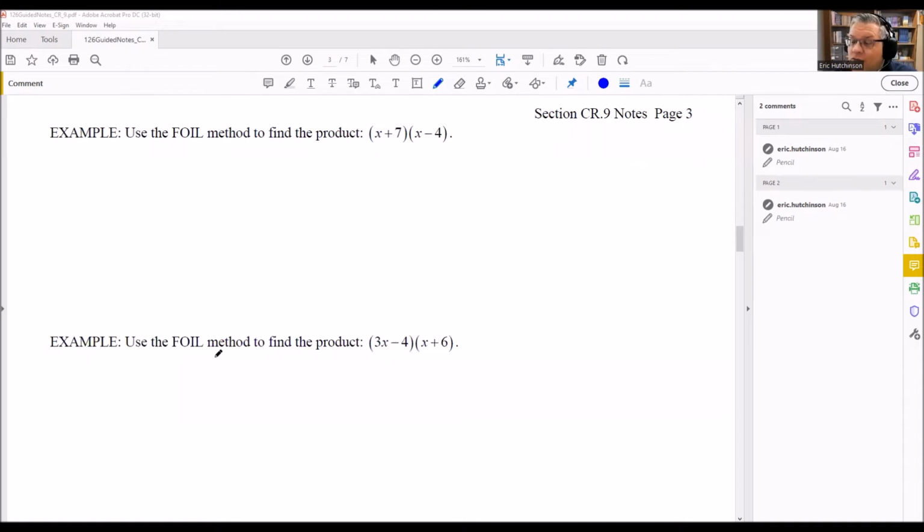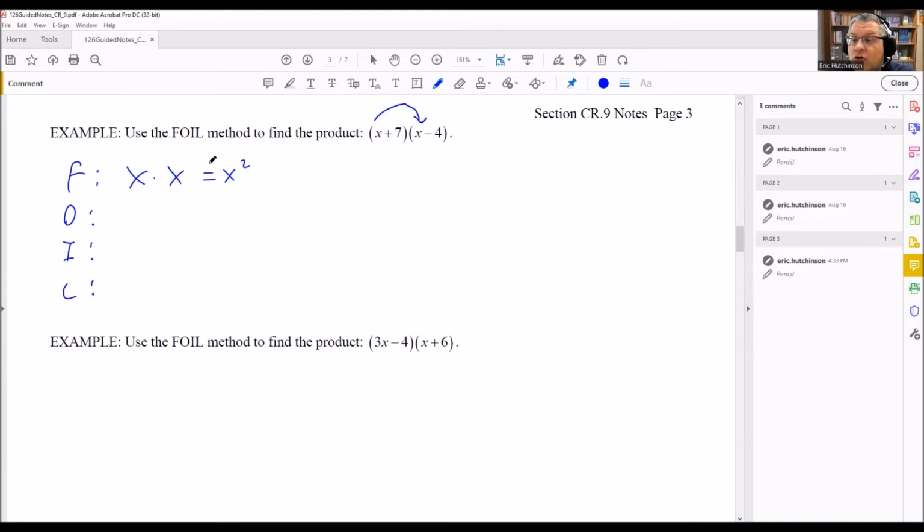All right, so let's do that for this one here. I'm going to show some arrows indicating which ones I'm multiplying in which order. So here, the first one I'll do is x times the x. Now that represents the F in the FOIL. I'm just going to label these for you so you can see which ones we're multiplying. So first I'm doing the first terms. That's what the F represents. X times x will give you x squared. Well, now the next letter is going to be the O, and that's going to be the outside terms. And then we're going to do I. I'll label all these here. So we do first, outer, inner, last.